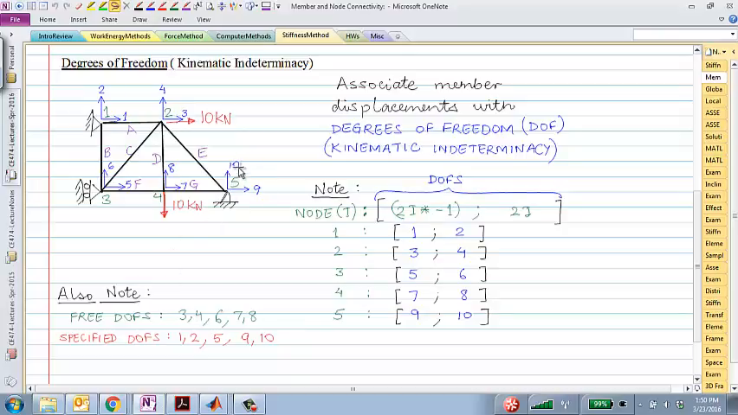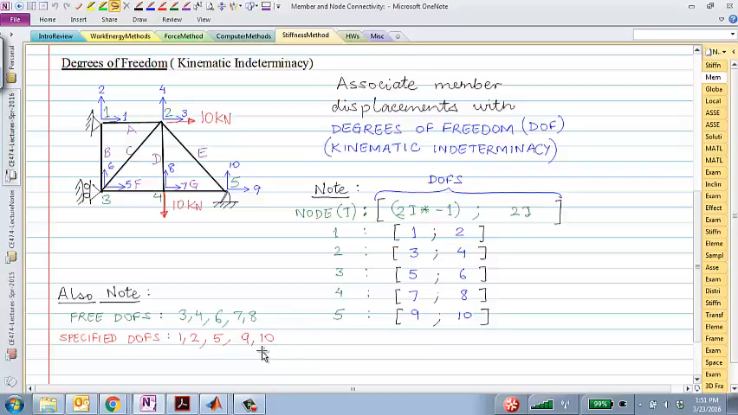And out of those 10 degrees of freedom, some of the degrees of freedom are free to move. Those are really what we want to find. Those are the unknown displacements that we want to find, free degrees of freedom. The others are specified degrees of freedom, which in this case is 0. So I have no displacement at 1 and 2. I have no displacement in 5. I have no displacement in 9 and 10. So those are specified degrees of freedom. I already know the displacement at those points.